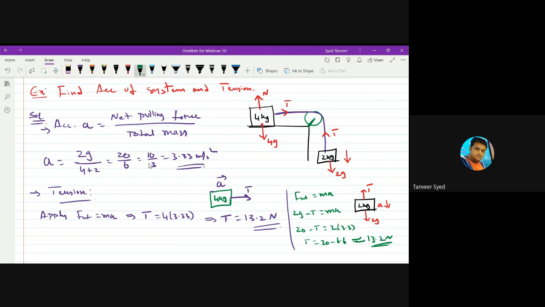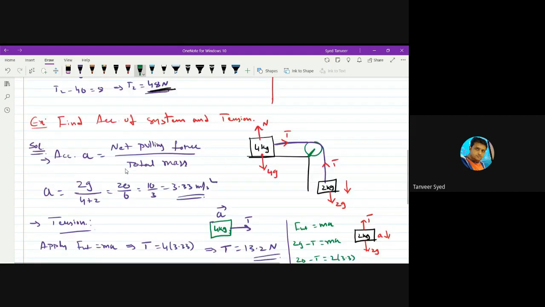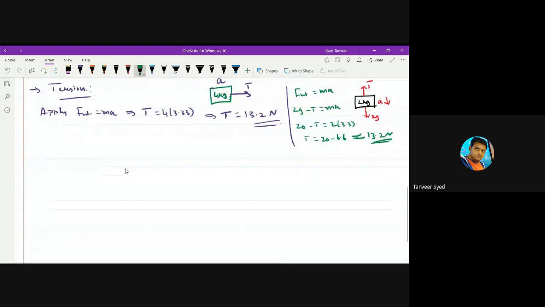So whichever block you take, you'll get the same value of tension. Okay. Another situation.